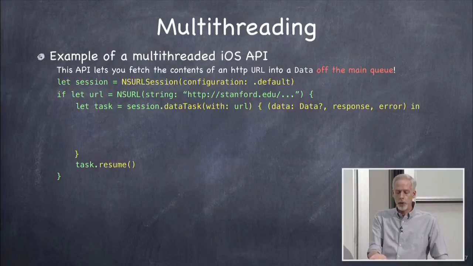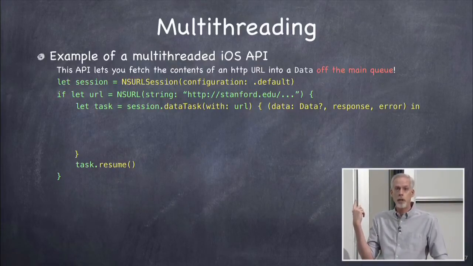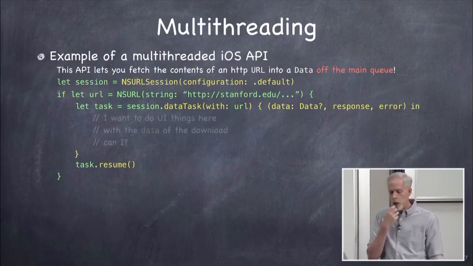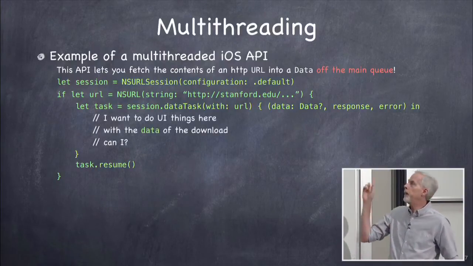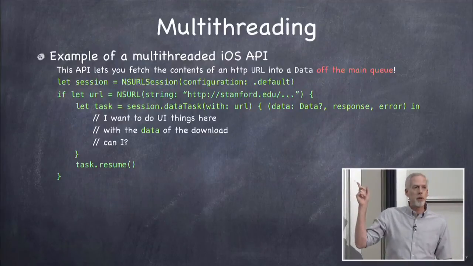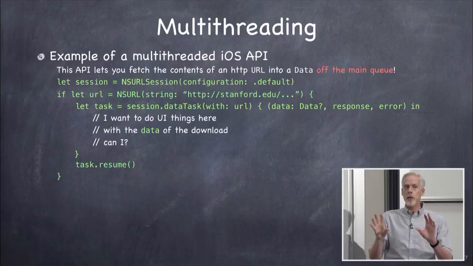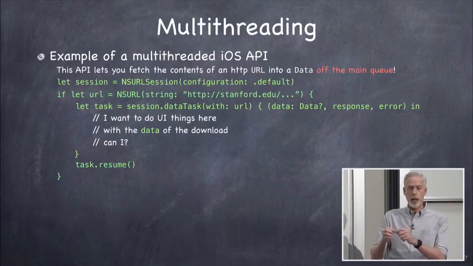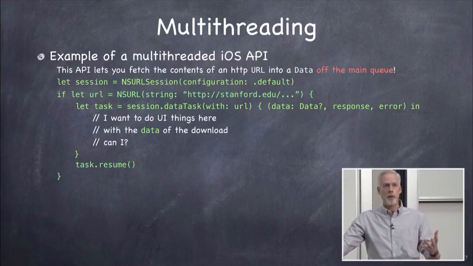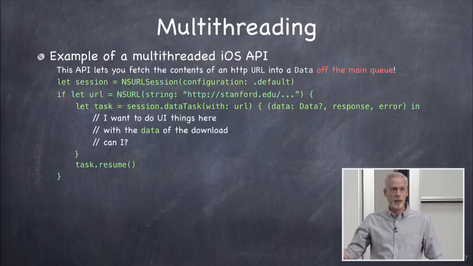So this closure is interesting because the documentation will tell you this closure does not run on the main queue. So that's a problem. Oh, and by the way, that task resume at the bottom is what actually causes it to go do the fetch. The data task really doesn't do anything but create the task, and then when you say task resume, it goes off to fetch it on some other thread. It doesn't block, okay?